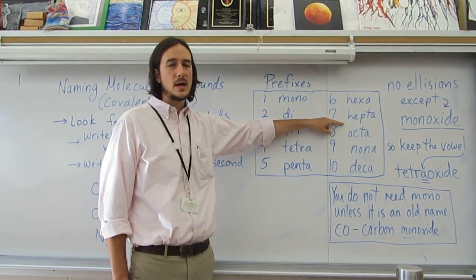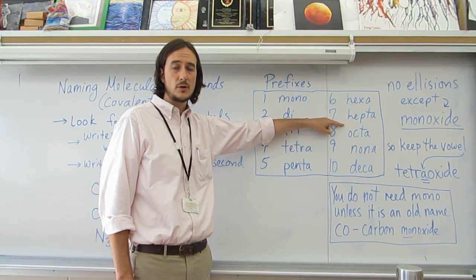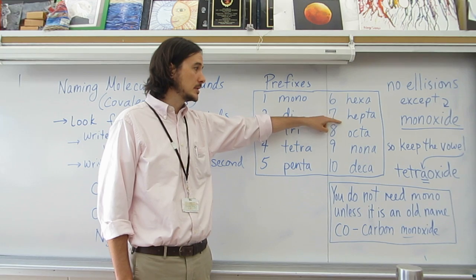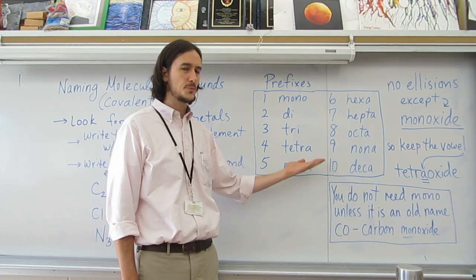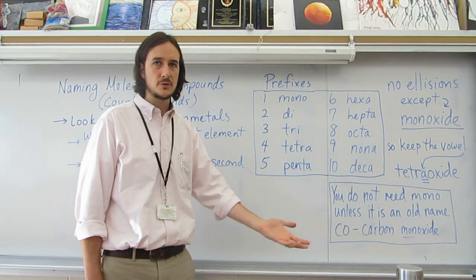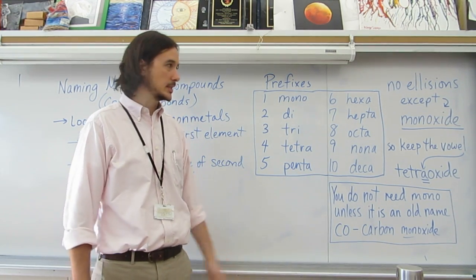This is the one that I see people make mistakes with most often. People write septa all the time, right? It's hepta. So octa, nona, and deca. So you need to know up through deca. There are more prefixes beyond that, but we're not going to be doing that.